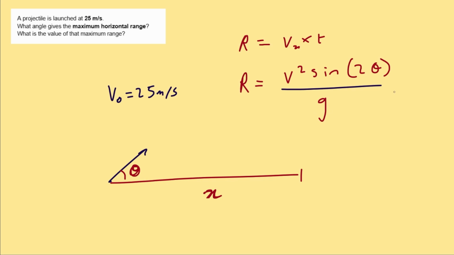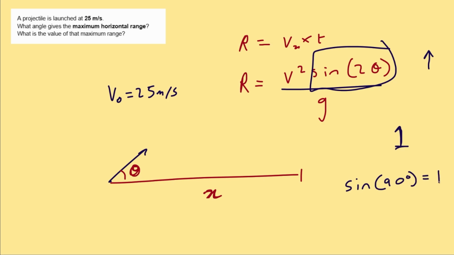And what's special about this is it involves the angle. The angle actually controls the horizontal range. And for the maximum horizontal range, you would want this value here to be as big as possible, right? Or as close to 1 as possible. And sine 90 degrees is equal to 1.